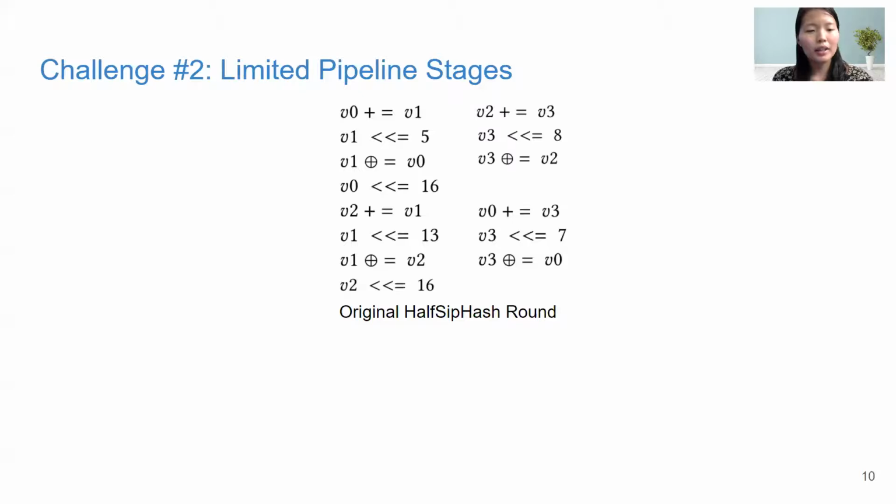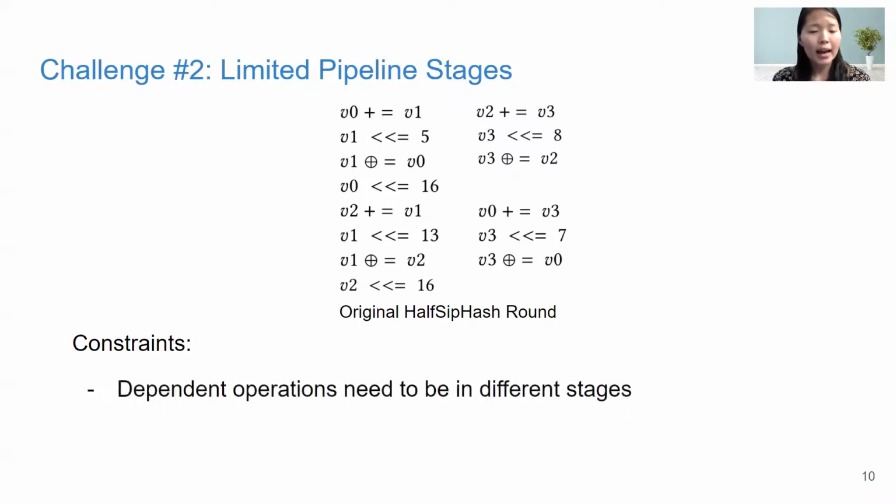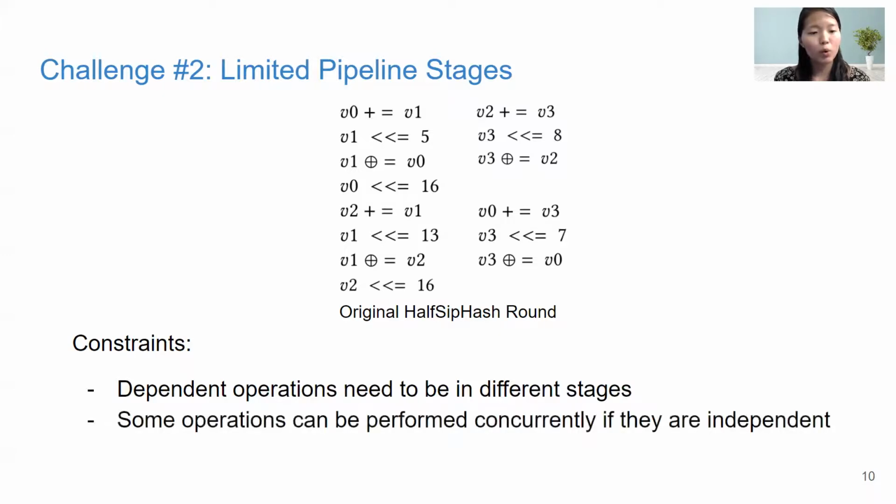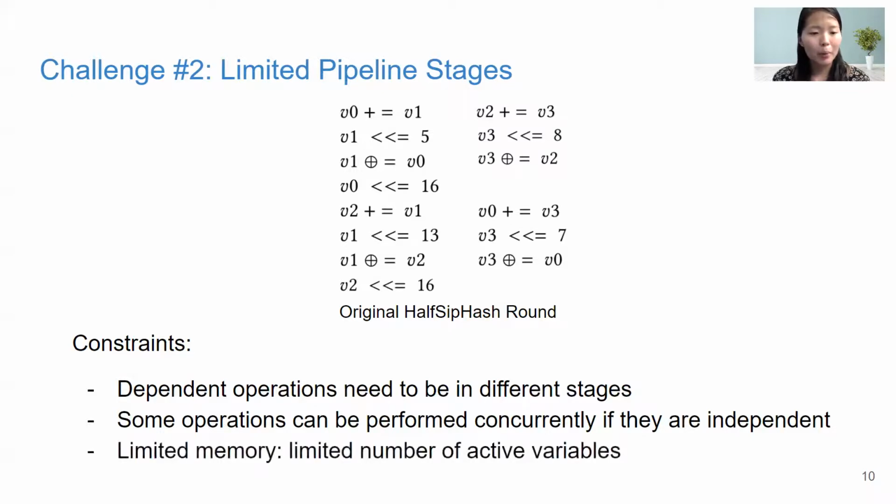So in addition to the limited pipeline stages, we have some related constraints that we had to grapple with. Typical hardware pipelines have multiple ALUs, or arithmetic logic units, per stage, but any operation that has dependencies has to occur in a different stage. In fact, operations can only be performed concurrently if they are entirely dependency-free. Another constraint we had to deal with was the limited memory available in network hardware, which constrained how many active variables we could have in memory at any given time.